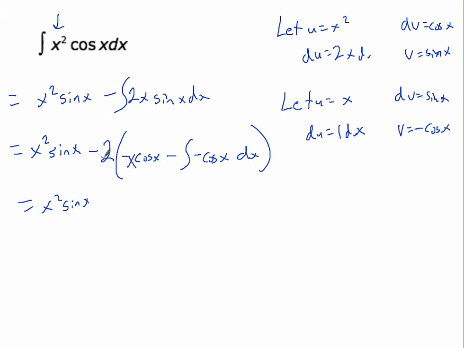So here we've got negative 2 times negative, so it's positive 2x cosine x. And then over here, the integral of cosine x is sine x. Now we've got negative times negative times negative, so that's going to be negative 2 sine x plus c, which is the final answer on that one.